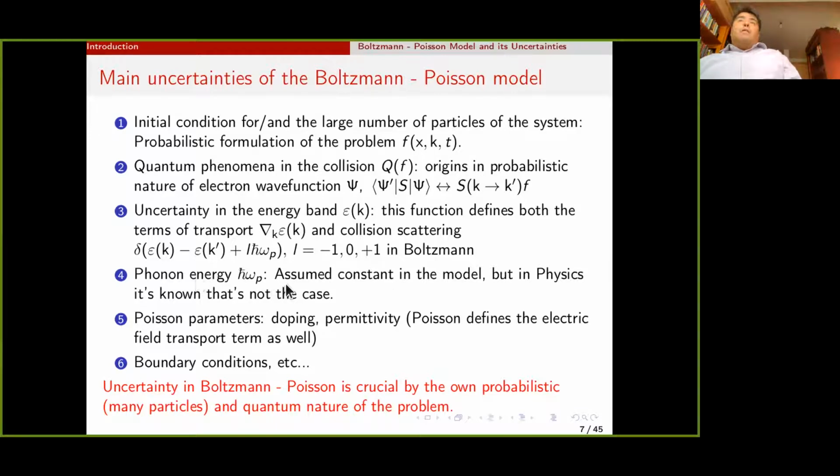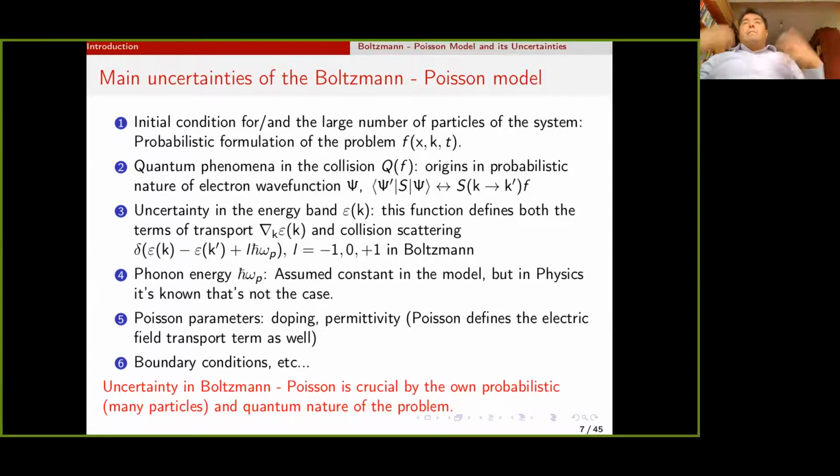Okay, phonon energy, you also have some basically deviation between the model and the real world physics, because usually the phonon energy is assumed constant in the model, but actually the experimental evidence in physics tells you that it is not exactly constant. So the fact that it's assumed constant is an approximation that we of course do to basically pick our battles as good mathematicians or physicists, but in principle it is not constant and you're applying some approximation in there. Then, of course, the typical, okay, Poisson parameters, doping, permittivity, et cetera, and boundary conditions.